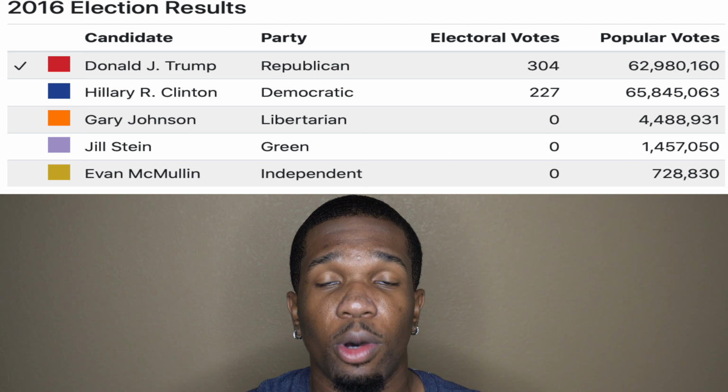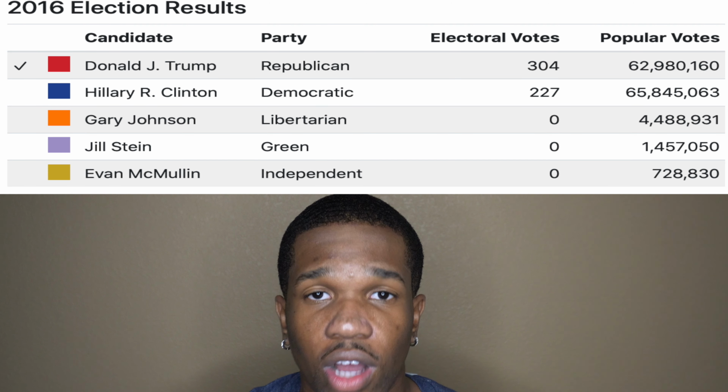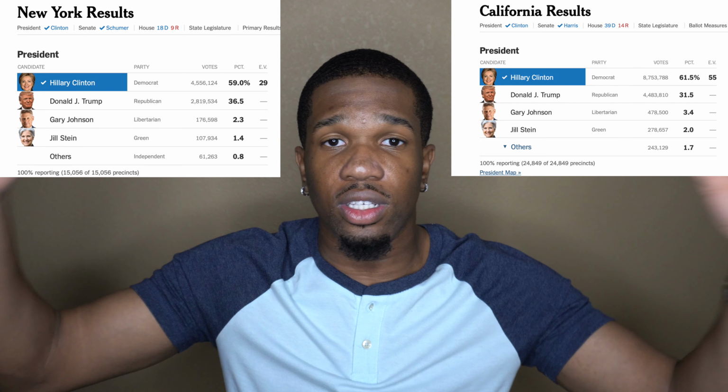A good example of this is 2016. Hillary Clinton won the popular vote. She won the most votes in the country, but she lost the electoral college because she did really well in California and New York and other liberal areas. But in middle America, for example Michigan, Pennsylvania, Ohio, she lost these states. And since she lost these states, she ended up losing the election. So it shows the importance of winning those states in middle America.